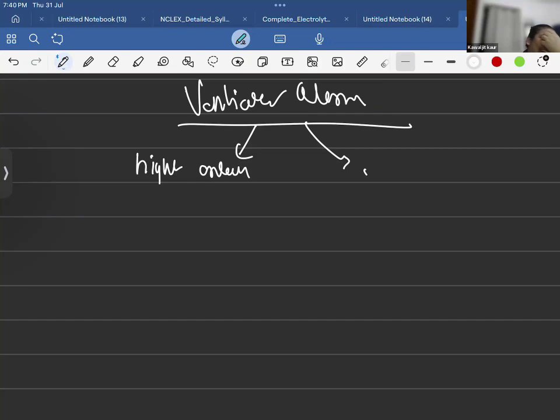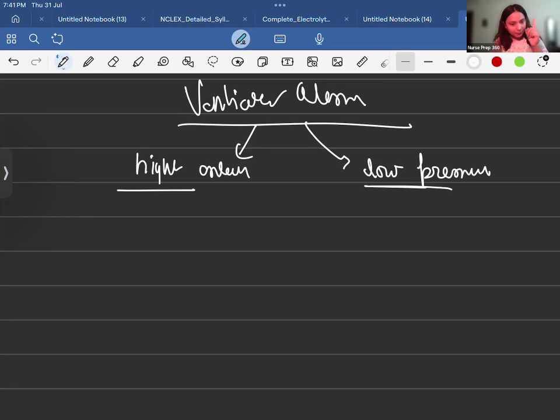Yes, Priya. Then the second is the low pressure alarm. One is the high pressure alarm and the second is the low pressure alarm. So exactly why do these pressure alerts occur?